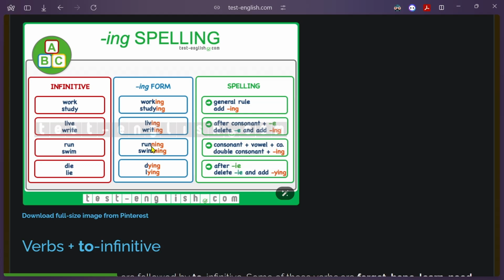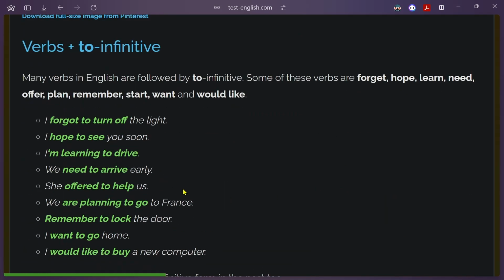This is ing spelling. Okay, how to form the ing, right? Sometimes the consonant doubles, right? Sometimes you just have ing. Okay, we can make some sentences if you want. Would you like some? Okay, with infinitive. Infinitive, remember?